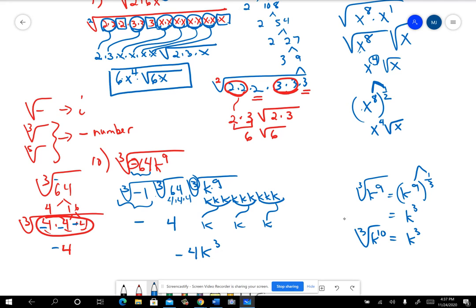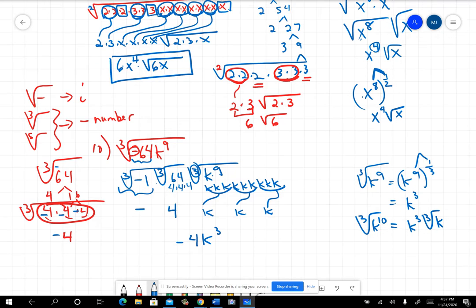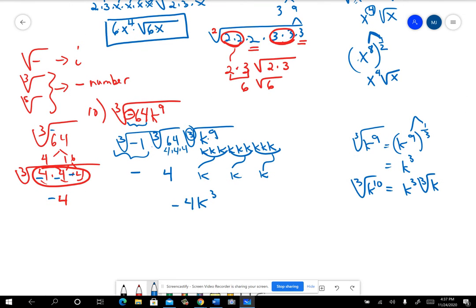Now, if it had been the cube root of k to the 10th, you would have had a k to the 3rd out in front, but there would have been a leftover k, wouldn't there? Think about that. You would have had not just 9 k's, not just 3 groups. You'd have that leftover. So these would have been in a group, but this guy would have been left over. And if you had the cube root of k to the 11th, there would have been another k.